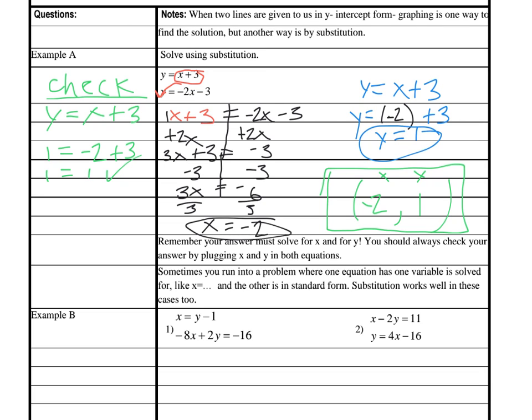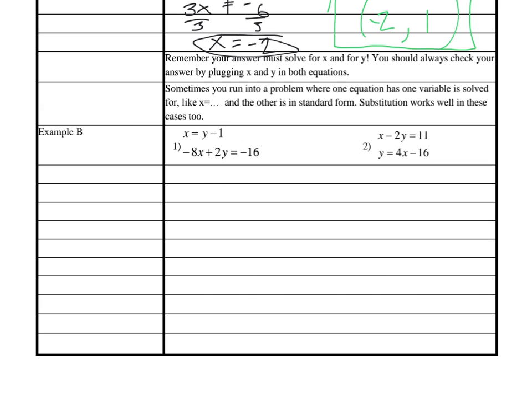we check our answers. Alright, so sometimes we might run into a problem where one equation has one variable where it's solved, like x equals, and the other is in standard form. Substitution works well in these cases too. So looking at example B, the first one here, we have x equals y minus 1. X is all by itself, we have x equals, and we know that it equals y minus 1.